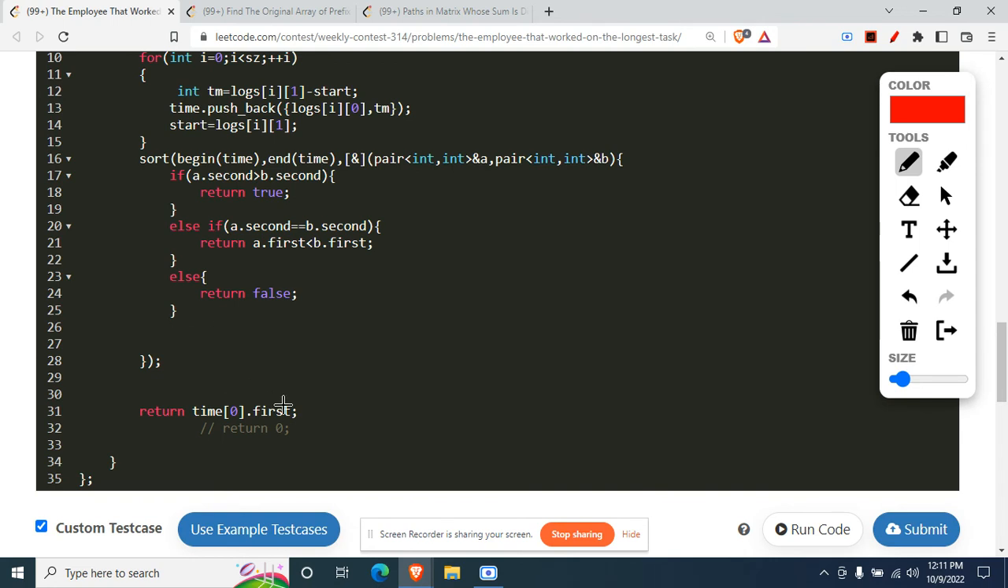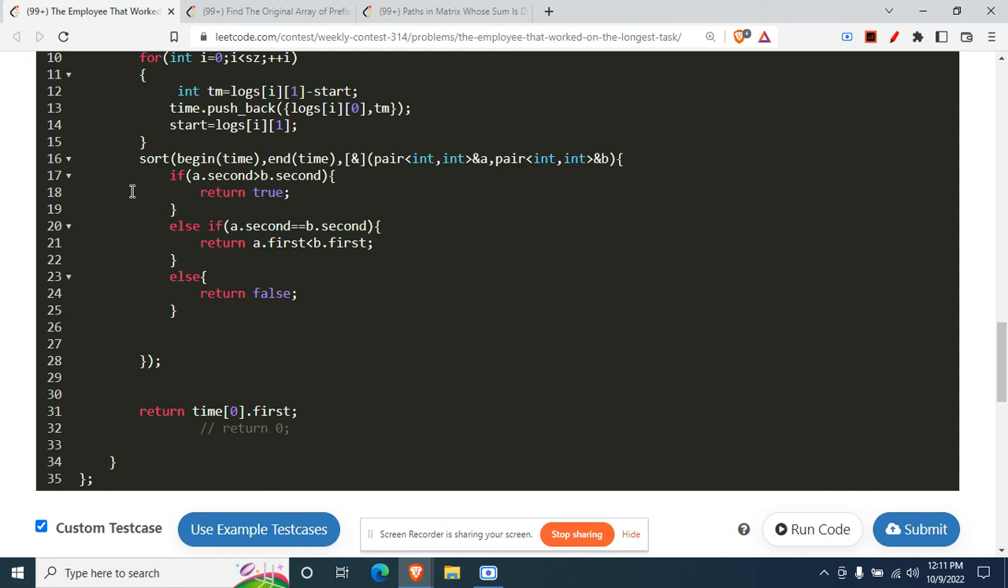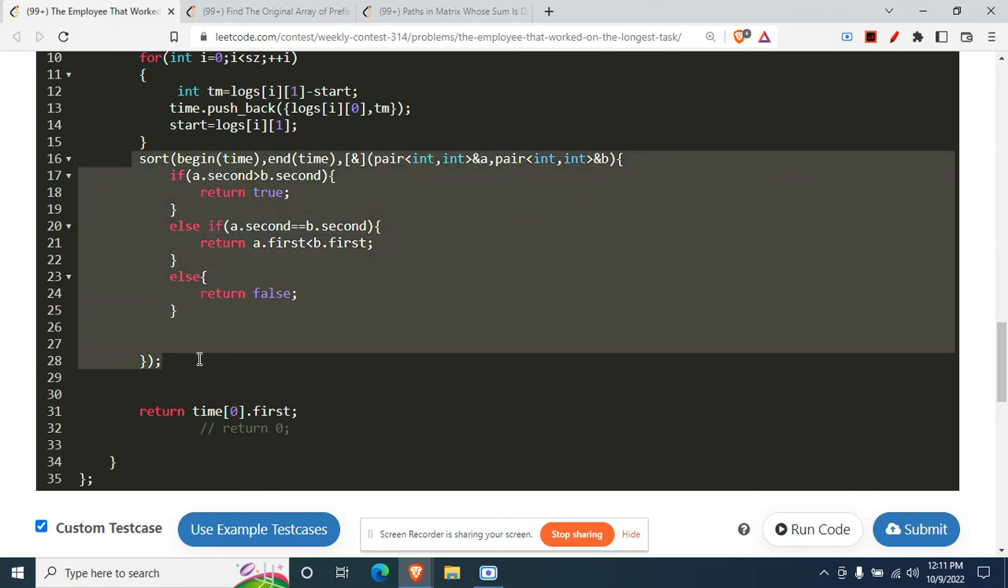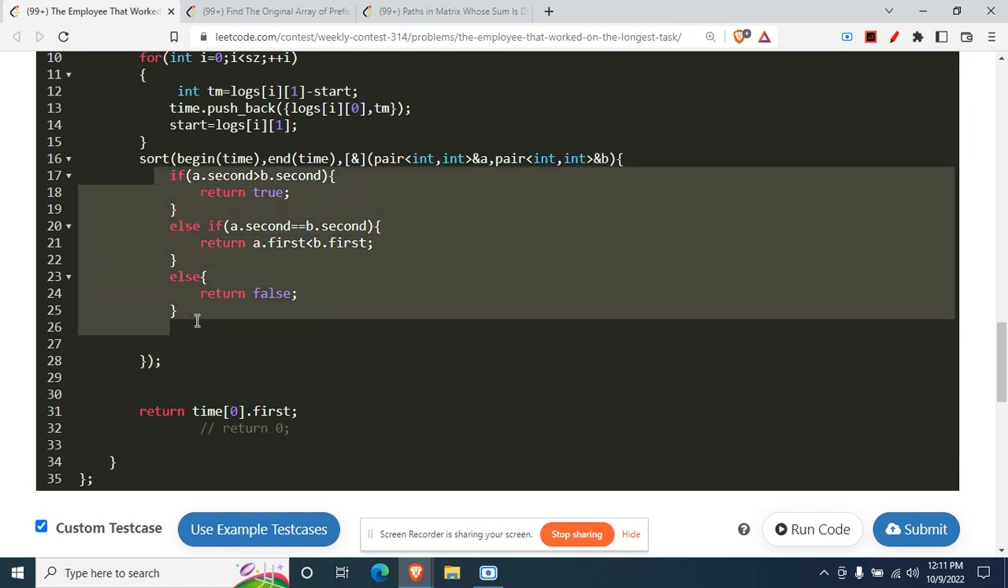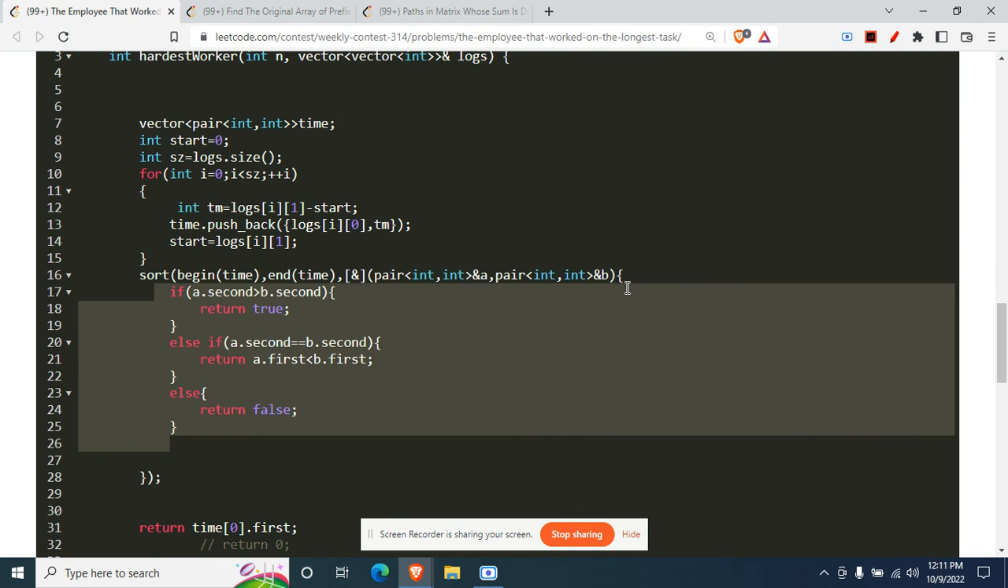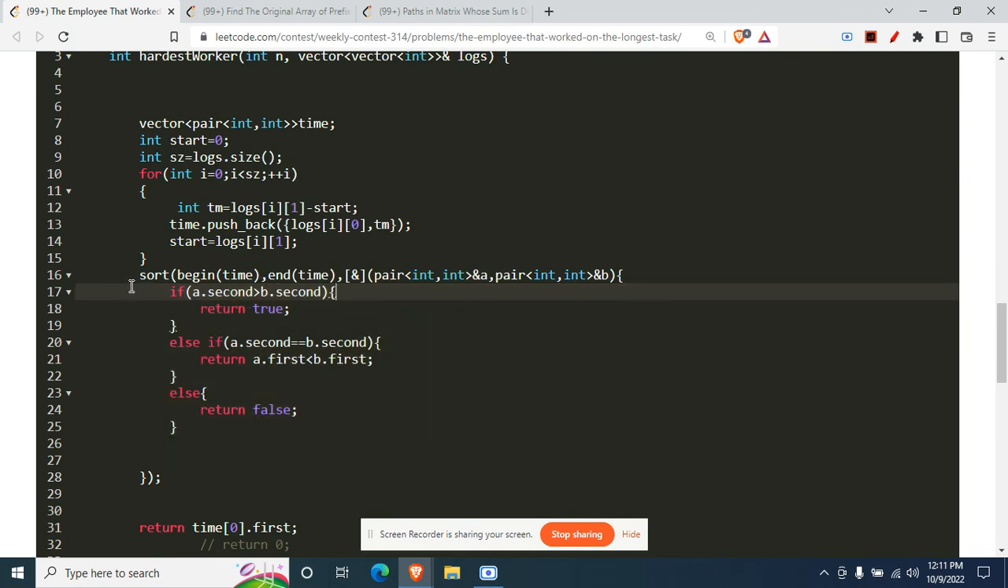And at the end of the day, we just return the first instance of our time array, which will give you the answer. So this is the whole explanation. We have used a comparator here, and mind you, this is a very important concept that you need to know in order to sort this. This can also be avoided, and you can also do it in O of n, but during the contest I just implemented the sort function right here. So yeah, that's about this code.